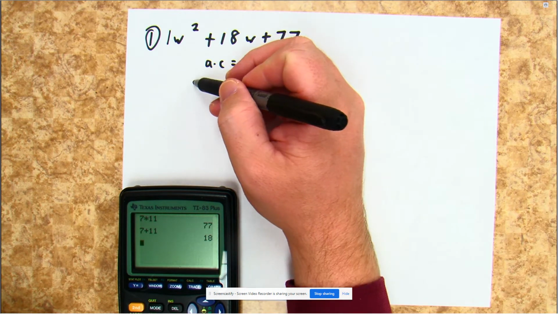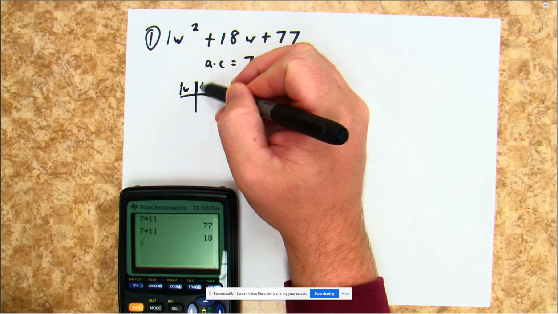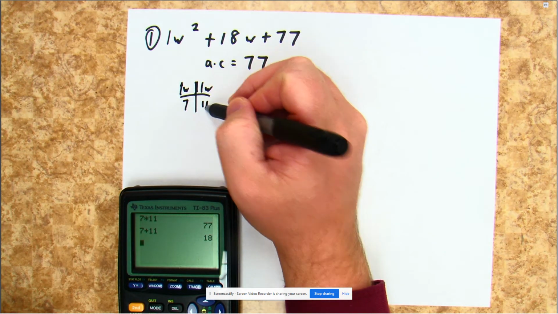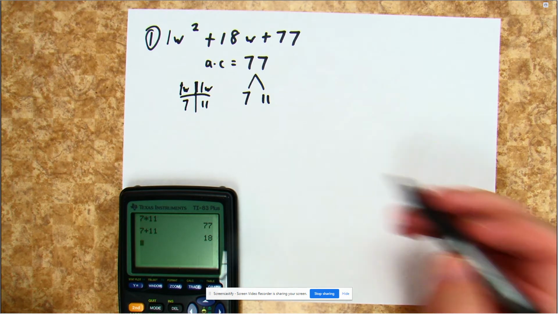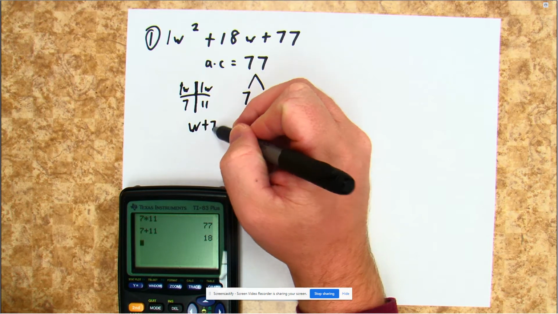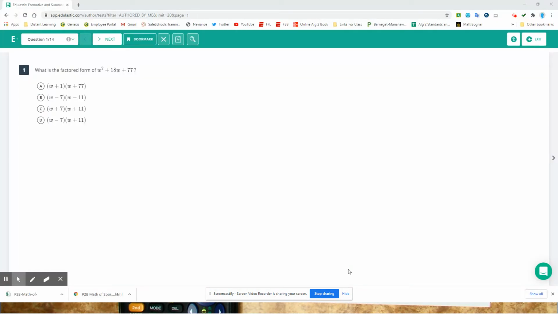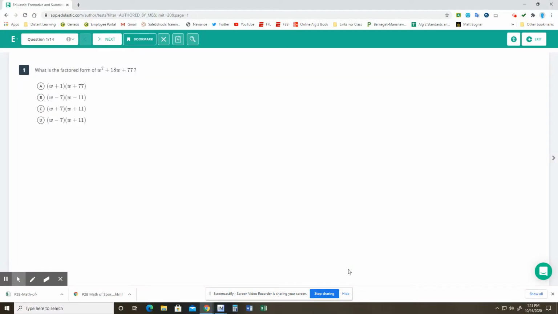You could do a T-chart if you wanted to, although because it's a 1W and a 1W, you really don't have to worry about a T-chart because there's nothing to be simplified here. Ultimately, you're going to get W plus 7 and W plus 11. Now, if you go back to the questions, it does not matter the order in which these appear. It could be W plus 11, W plus 7. Multiplication is commutative, but the answer here should have been that third option. Going to the next question.